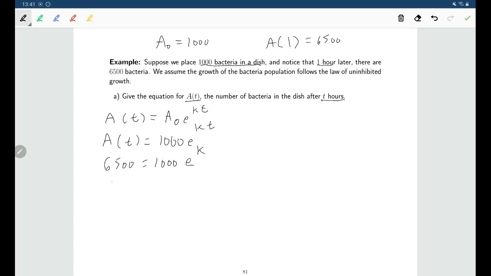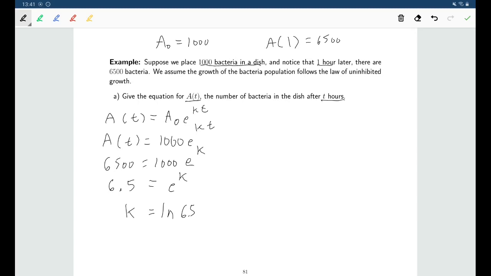And now to find my growth constant, I just need to solve my equation. So solving the same way that I did in the previous sections, I'll first divide both sides by 1,000 so that I can isolate the exponential function. And then I'll rewrite it as a logarithm. Since it's base e, then I'll be using a log with base e, which is natural log. Switching inputs and outputs. And there we go. I've got my growth constant k, which is natural log of 6.5.